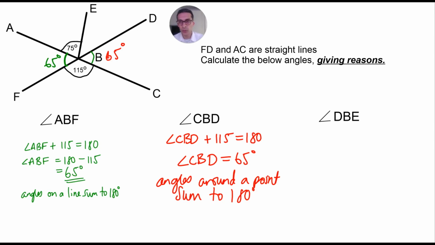And the last angle we want to work out is DBE. Now we've got a few ways to do this. We could treat this as a single point and add up all of the angles and say 360 take away all of the other angles that we know will give you DBE. So DBE is this red angle here, because if you trace your finger along that path, you can see that.